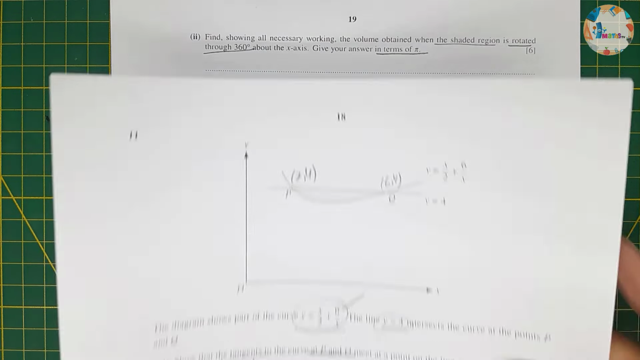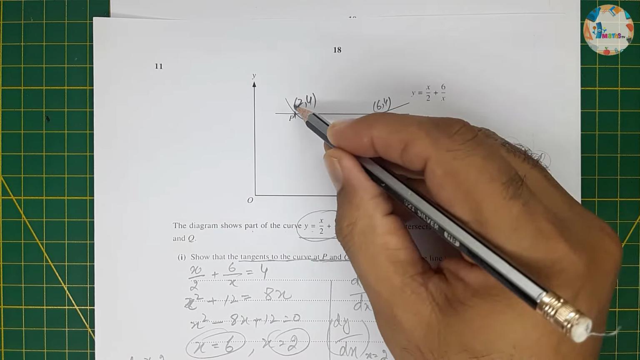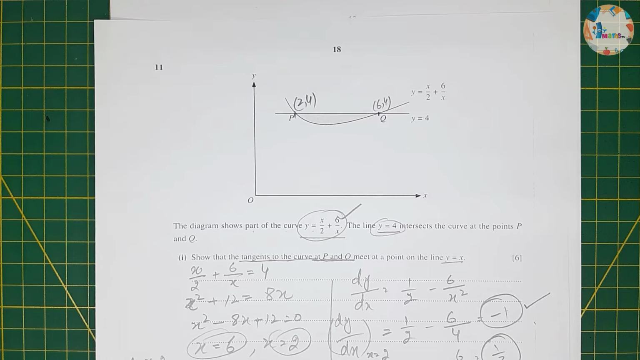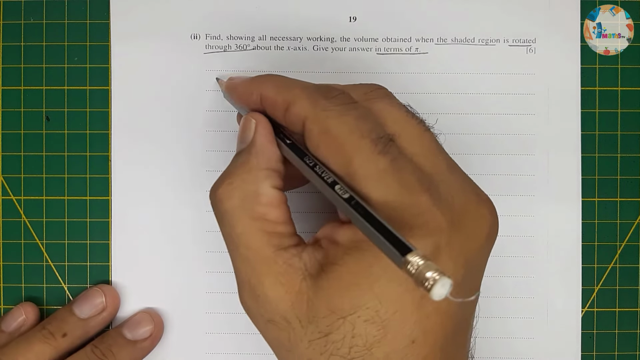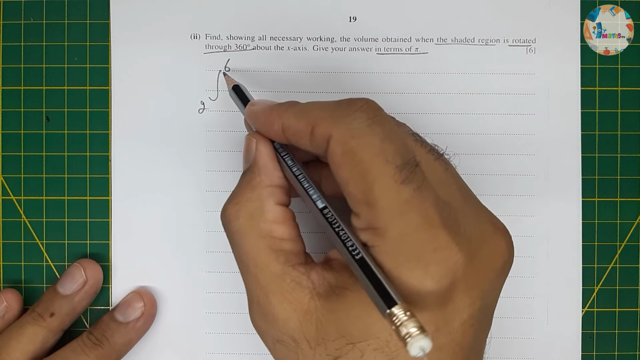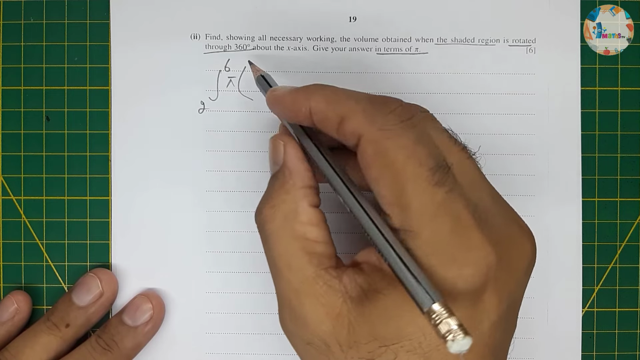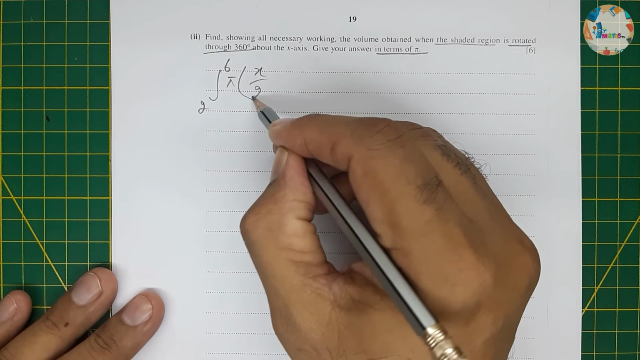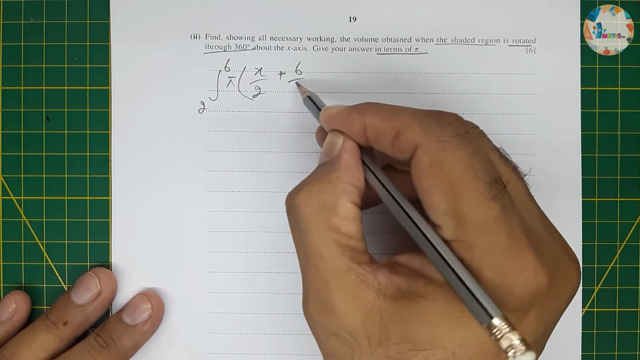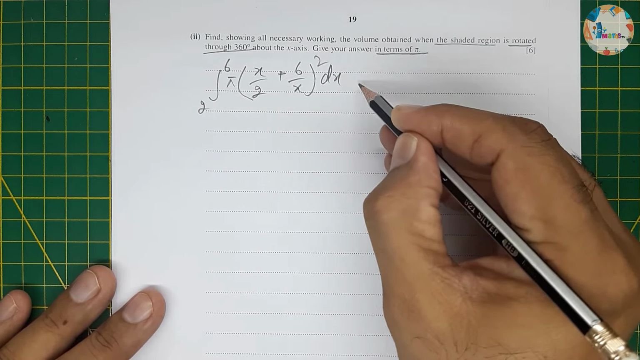So for this one we will be taking the integral from this point to this point, where the x value is varying from 2 to 6. So integral from 2 to 6, and this will be pi for rotation of 360 degrees. So this will be (x/2 + 6/x) whole squared, dx.